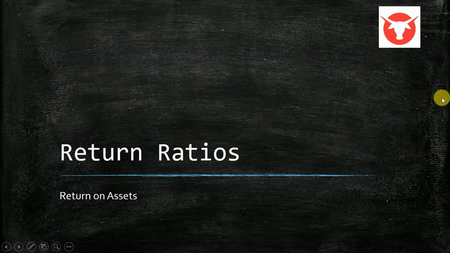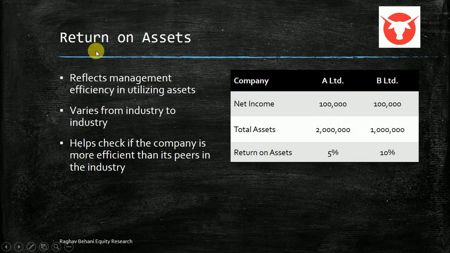Return ratios. We look at return on assets and we'll also look at return on capital employed. Return on assets basically reflects the management's efficiency in utilizing assets. It varies from industry to industry. Now, a bank and a steel company cannot be compared for the return on assets. However, you can definitely compare companies in the same industry, that is pure analysis, to judge which company is more efficient.